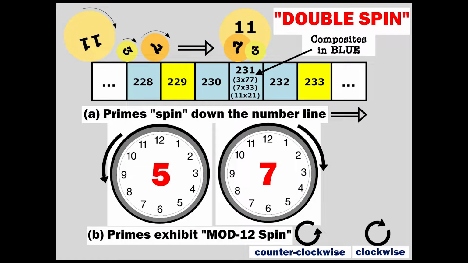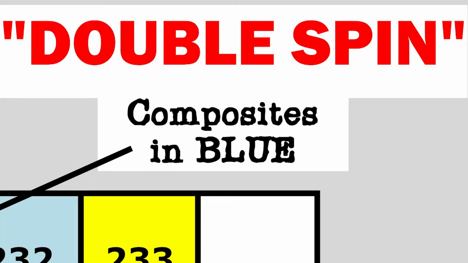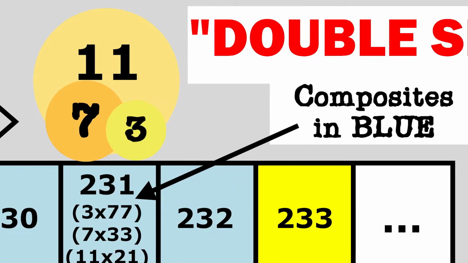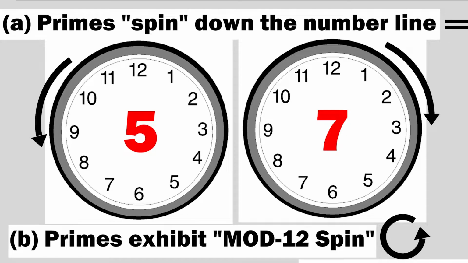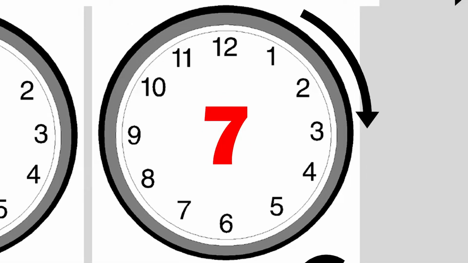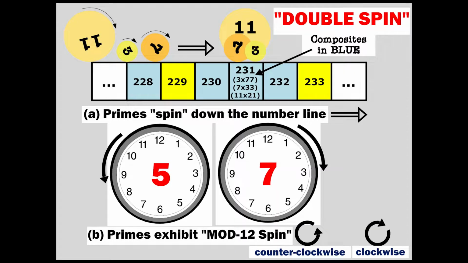To better understand clock math and how it can help us quickly discover prime numbers, we need to understand how primes exhibit double spin. First of all, primes spin down the number line, creating composites. Secondly, primes exhibit mod 12 spin, meaning that they create composites by spinning counterclockwise or clockwise. This very complex double spin hid the pattern of the primes for centuries. But this pattern is now available for you to see with your own 2 eyes.